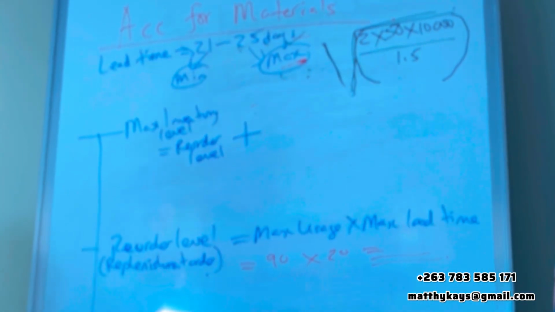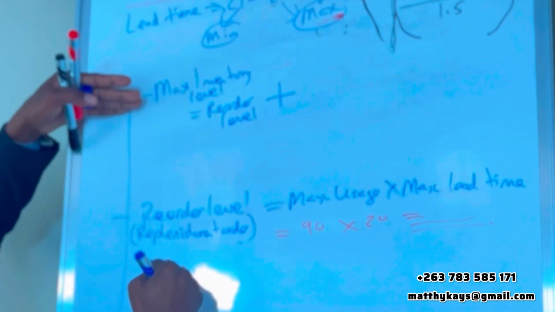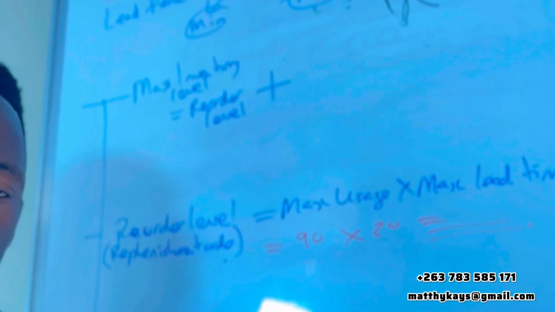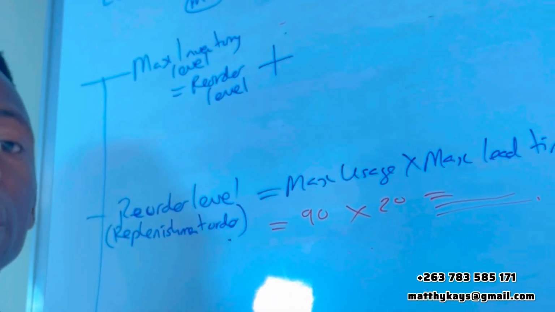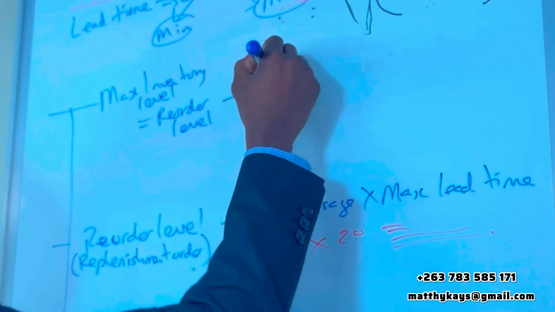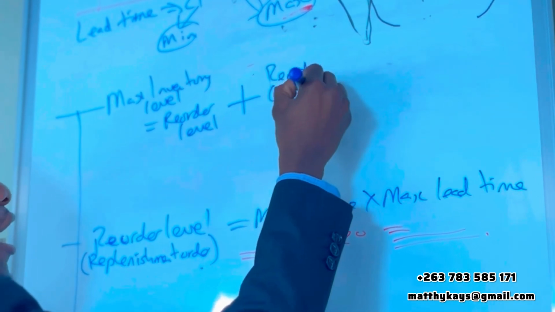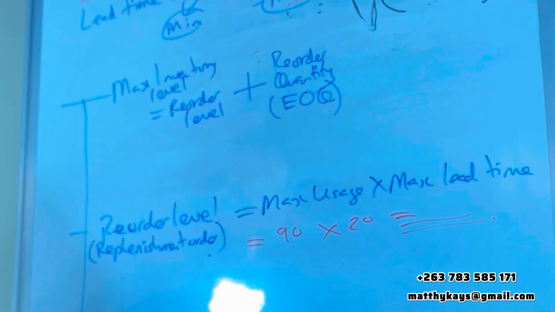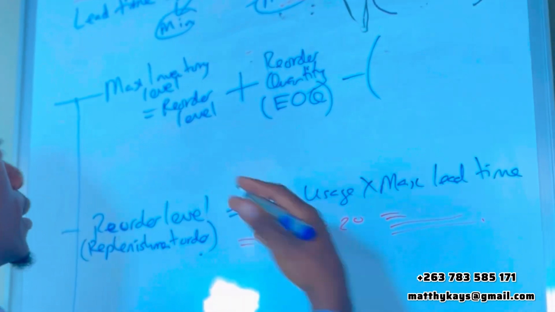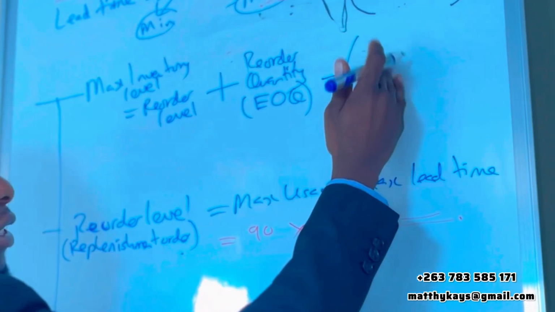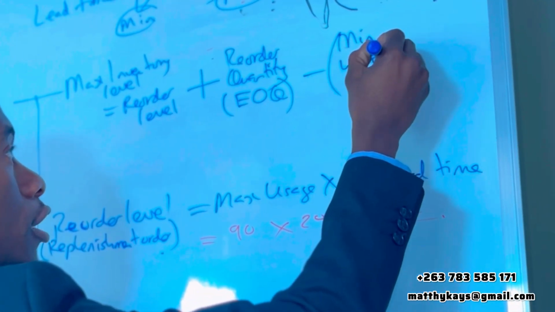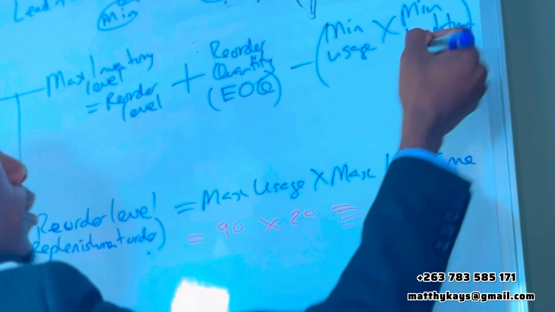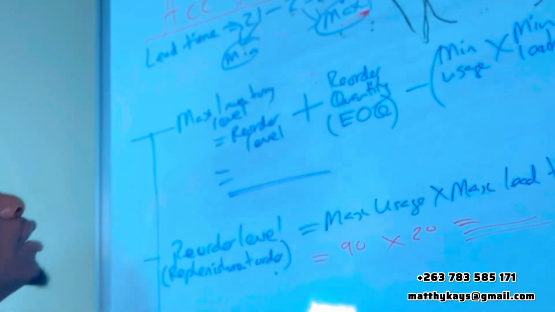Right. The maximum inventory level is reorder level plus what? For us to say our inventory has reached the maximum level, it's the reorder level plus the quantity that we have ordered. And that quantity is the reorder quantity. Another name for the reorder quantity, which people don't know, is the EOQ. It's another name. Then you less what? This is the opposite. You are doing maximum, so we use the opposite here, the minimum usage times the minimum lead time. Then you substitute, then you get your answer.